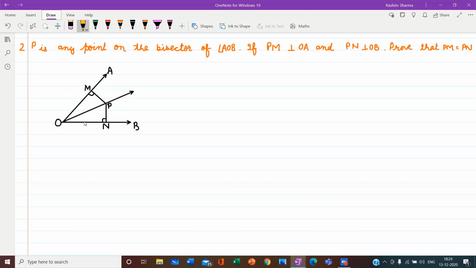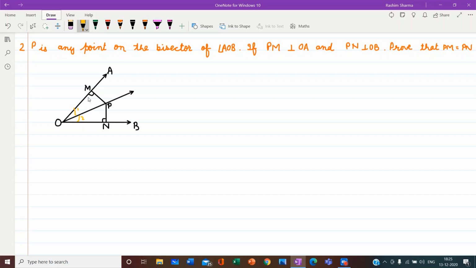Question number 2 is P is any point on the bisector of angle AOB. This is angle AOB and P is a point on this bisector. It means this line OP is the bisector of angle O. It means angle O is divided in two equal parts here. We can name that as angle 1 and angle 2. PM is perpendicular to OA.